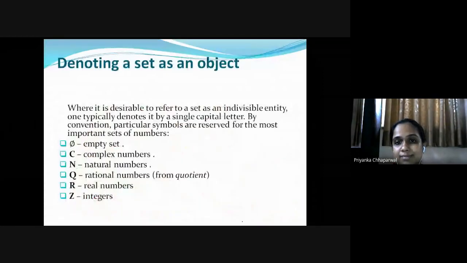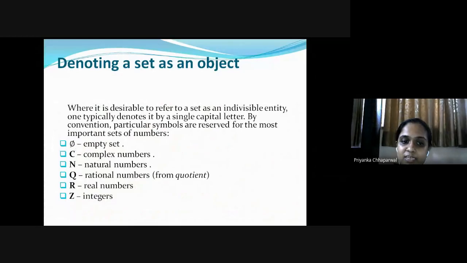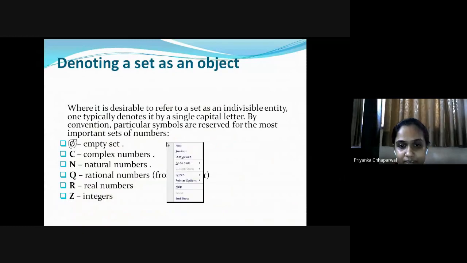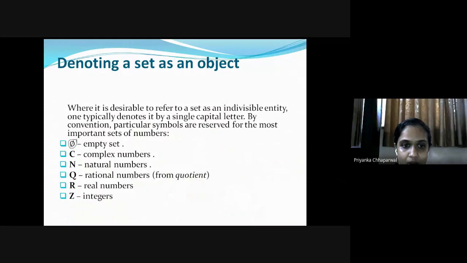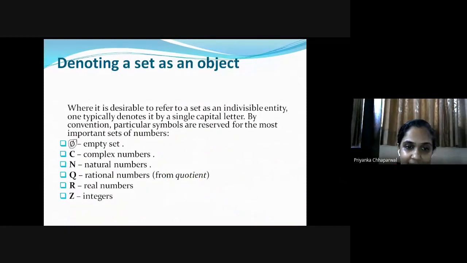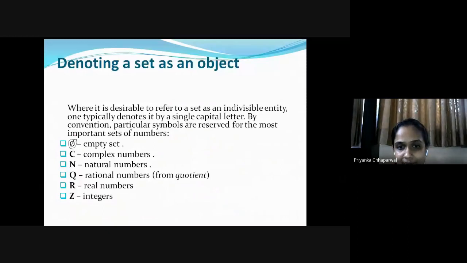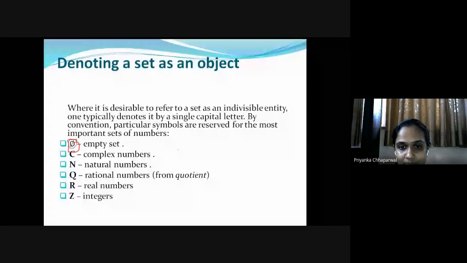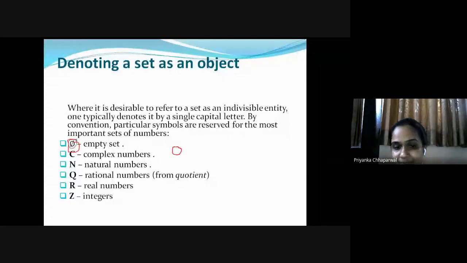Then, denoting a set as an object, there is a predefined notation. What is the meaning of this? It is known as phi. It is the empty set, the null set. If I write this, then it is known as the empty set.